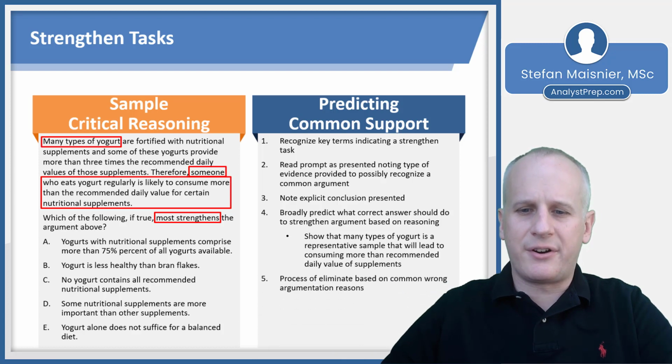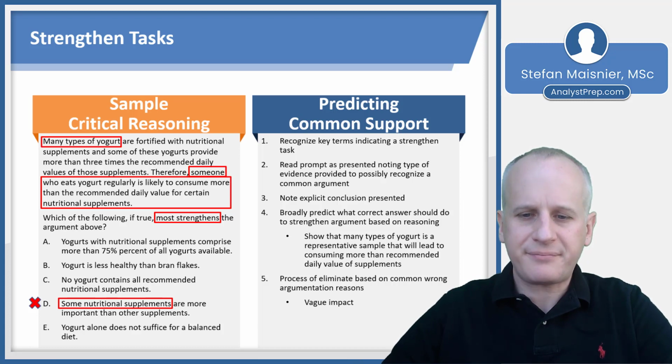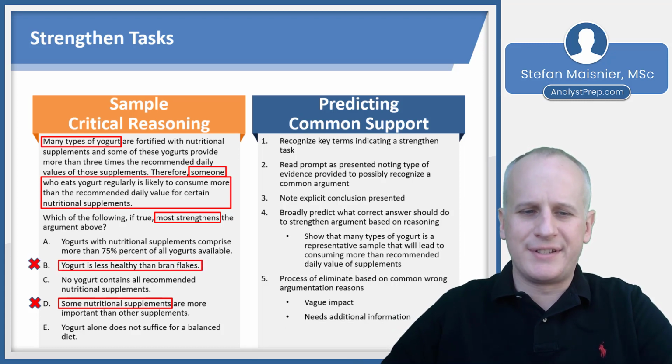And we need to consider our common wrong argumentation reasons, including vague impact. So choice D, we could see, says some nutritional supplements are more important than other supplements. That could not be much more vague if it tried. It does not address this representation issue of many types of yogurt to just a general someone who eats yogurt regularly. We also have answer choices that require additional information, such as choice B that says yogurt is less healthy than bran flakes. Okay, we don't know based on the paragraph how healthy bran flakes are, so that allows us to eliminate that as requiring additional information pretty directly.